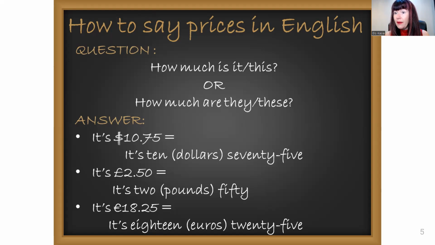Okay. And we can say, it's $10.75. You don't have to say the currency if it's obvious, but sometimes you do say that. So it's $10.75. It's £2.50. And then we have euros. So it's 18 euros 25. So one more time, it's $10.75. It's £2.50. It's 18.25 or 18 euros 25.